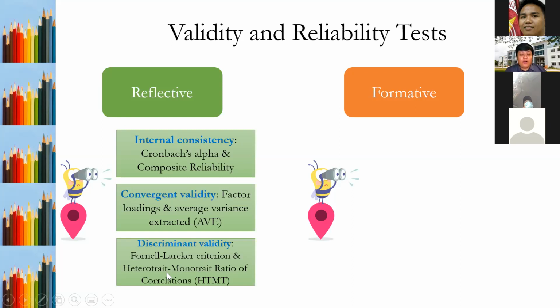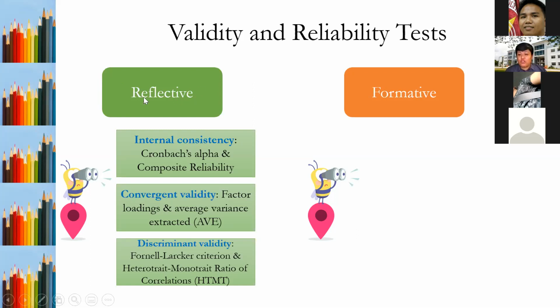and also you can use heterotrait-monotrait ratio of correlation or the HTMT. In some journals or research studies that I have read, they mention HTMT is more powerful in measuring discriminant validity compared with Fornell-Larcker. But there are also some articles that say that Fornell-Larcker criterion is better than HTMT. But of course, they are both techniques to measure discriminant validity.